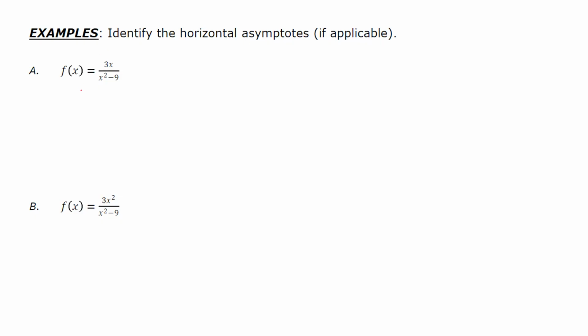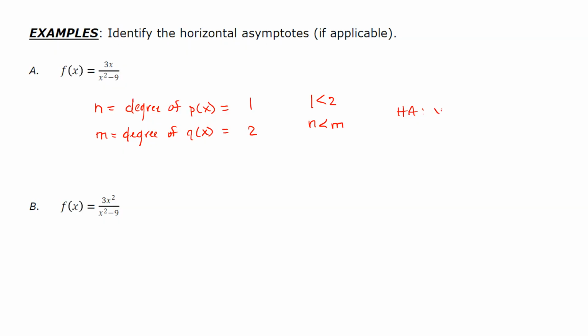For f of x, our n is going to represent the degree of p of x, and our m is going to represent the degree of q of x. The degree of p of x is 1, the degree of q of x is 2. 1 is less than 2, so n is less than m. This means our horizontal asymptote is the x-axis, or the line y equals 0.